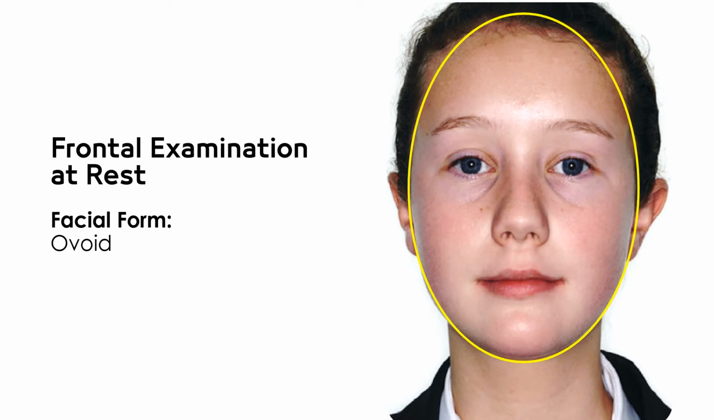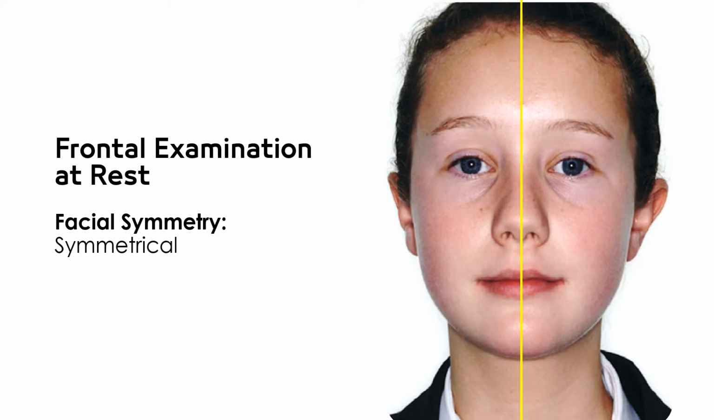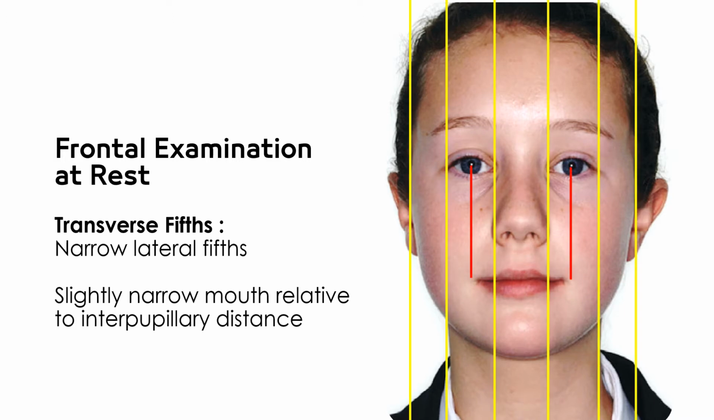So first, we're going to start with the frontal examination at rest. The facial form is ovoid, and when we talk about the facial symmetry, we can see the face is symmetrical. When we draw fifths on the face, we can notice the lateral fifths are slightly narrower than the central fifths, and the mouth is narrower than the interpupillary distance.